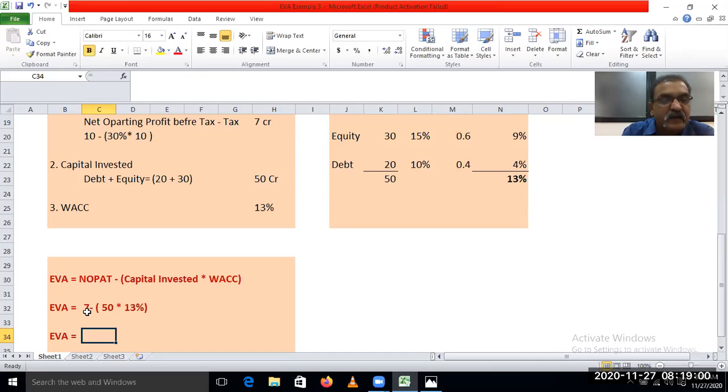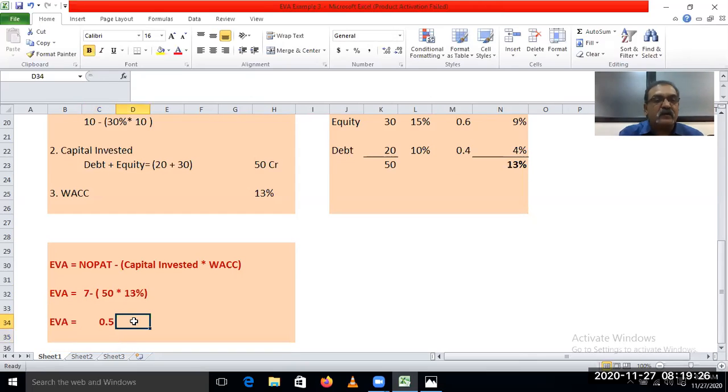So this is check out. Net operating profit after tax 7 crore minus, in bracket, amount of capital invested 50 crore into weighted average cost of capital 13%. If you calculate it with the help of calculator, I am just calculating with the help of Excel: minus, in bracket, 50 into 13%, bracket complete, enter, that comes to 0.5 crore. So the answer is economic value added is 0.5 crore. That means rupees 50 lakhs. So this is the economic value addition of this example.